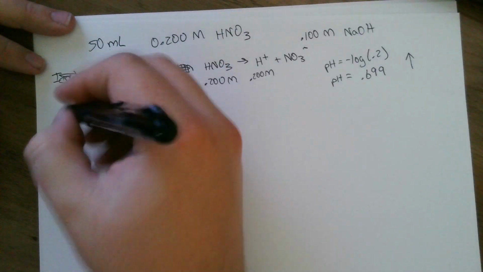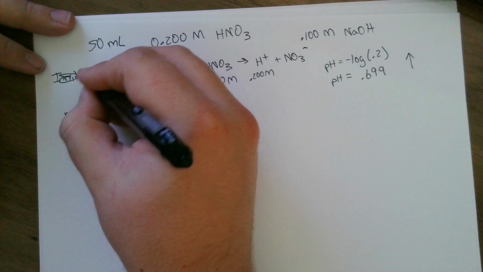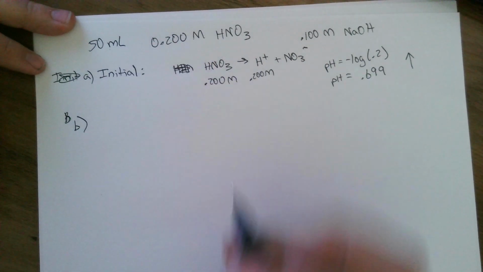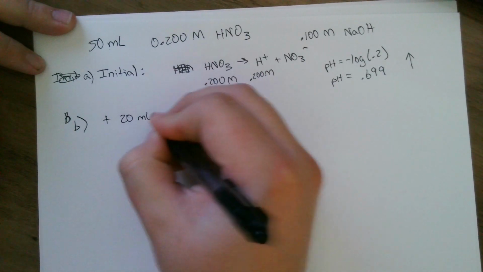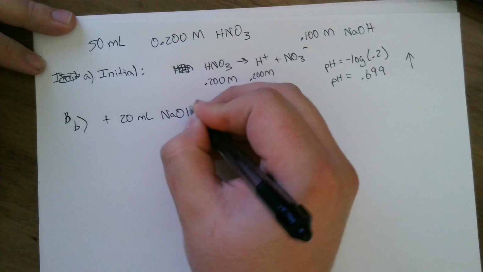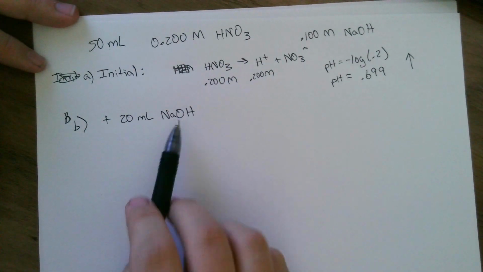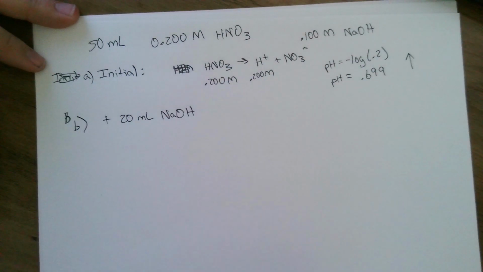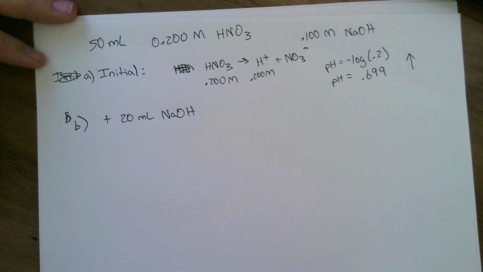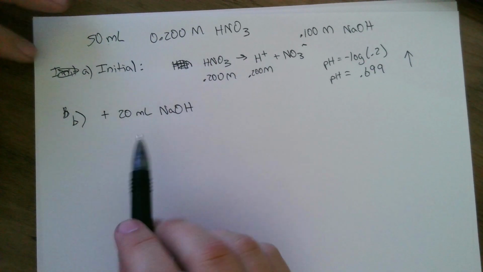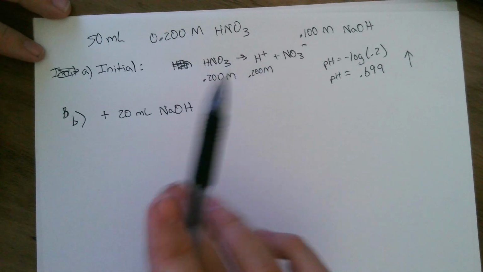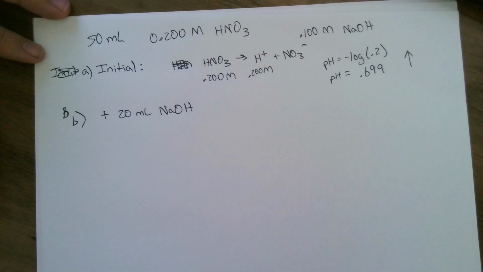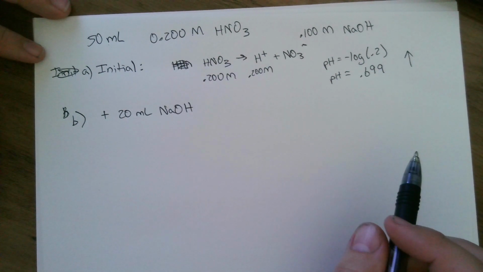All right, so our first actual thing here, so this was part A, we'll make this part B, is to add plus 20 milliliters of NaOH. Adding NaOH will neutralize some of our HNO3. Well, what we're going to need to do, we have molar, we have milliliters, all different. To be able to see exactly how much is neutralized, everything will be converted into moles.